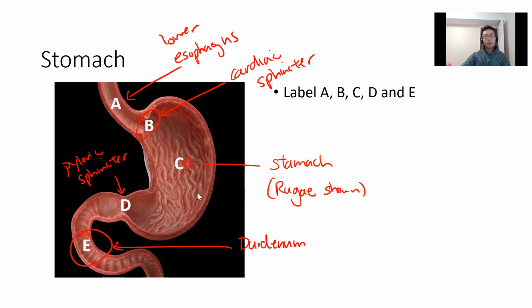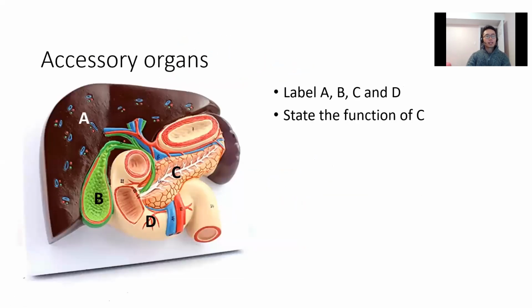Okay. And when you're studying, you should write down the function of each of these things, right? Okay, accessory organs. A is the liver. B is the gallbladder. Pancreas. Duodenum.